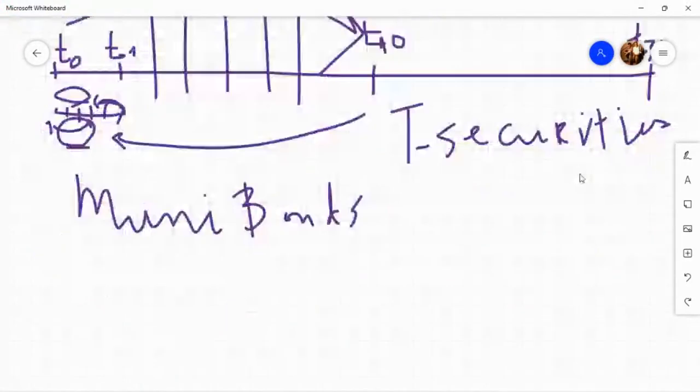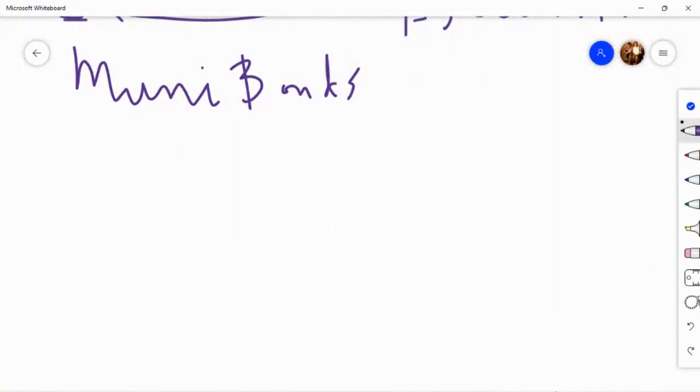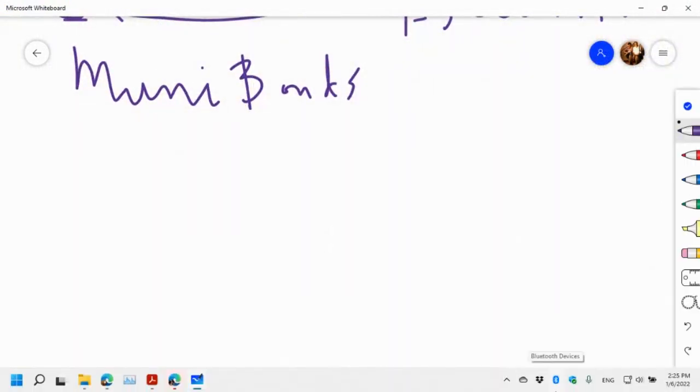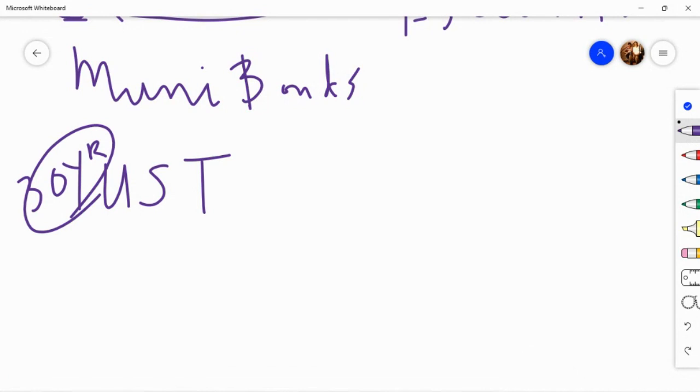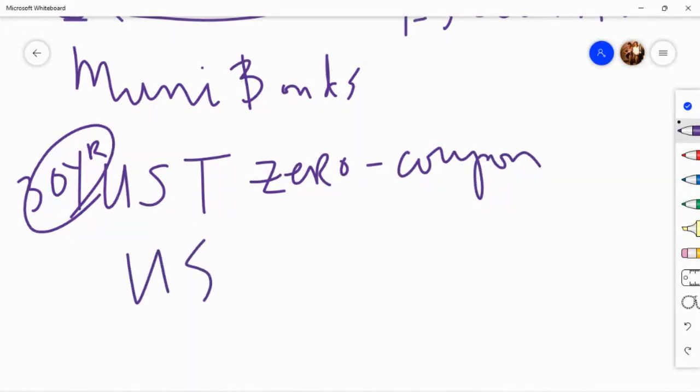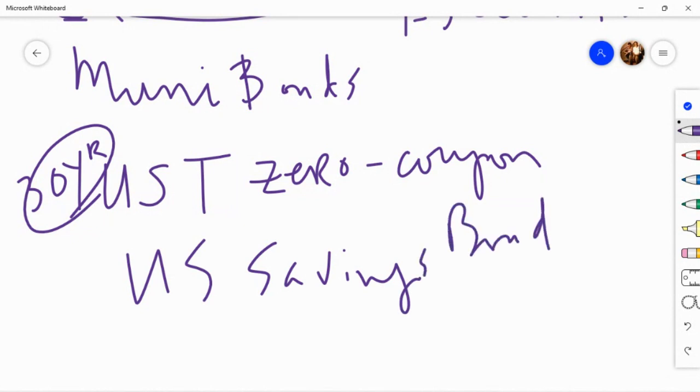Anyone? No? Okay. The 30-year U.S. Treasury zero coupon, or simply the U.S. savings bond. Now that means they don't pay any interest, and 30 years is the maturity, and the face value is, of course, 1,000.